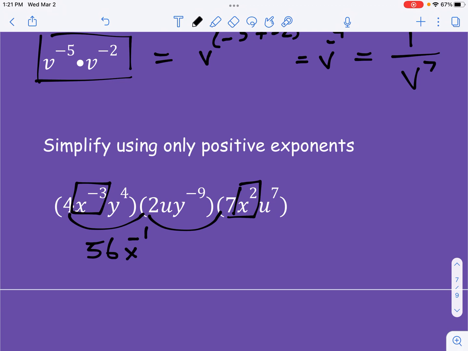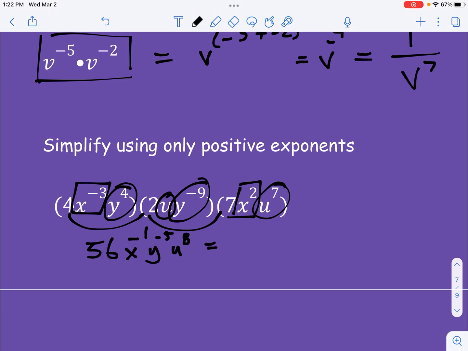And just don't worry about moving anything yet, just get it all written out. We have y to the negative 4, the negative 9. So y is going to be to the negative 5 power. And then u, we have 1 here, we have 7 here, so we have u to the 8th power. And at that point, we've used everything up.